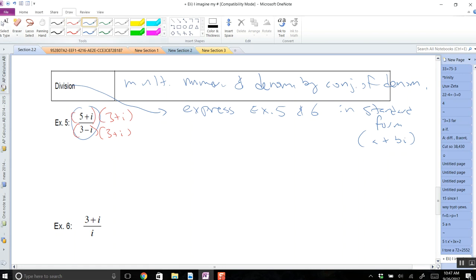By doing that, we can do a little foiling. That's 15 plus 3i plus 5i plus i squared. And down below we have 9 minus 3i plus 3i minus i squared. So if we keep going, you get 14 plus 8i. Remember, i squared is negative 1.